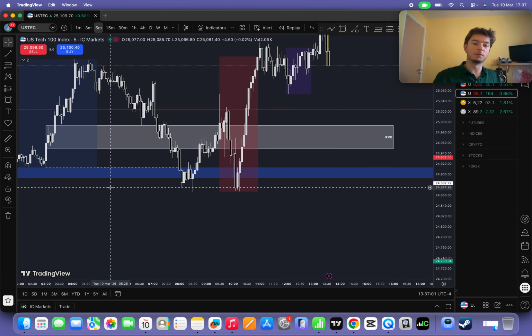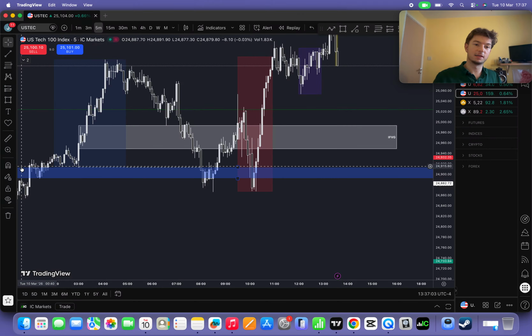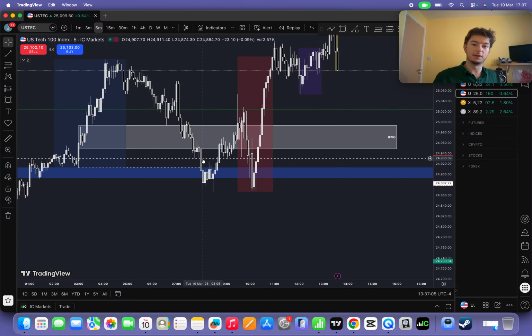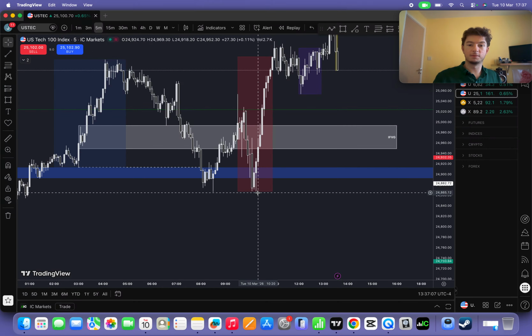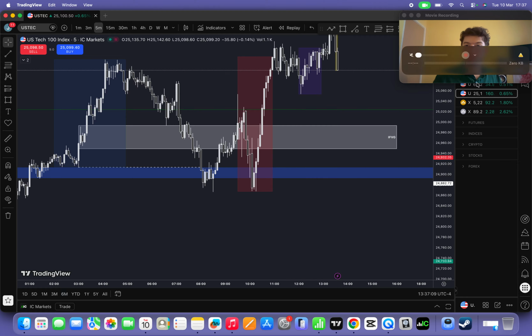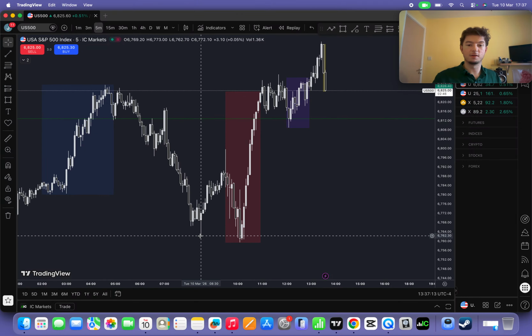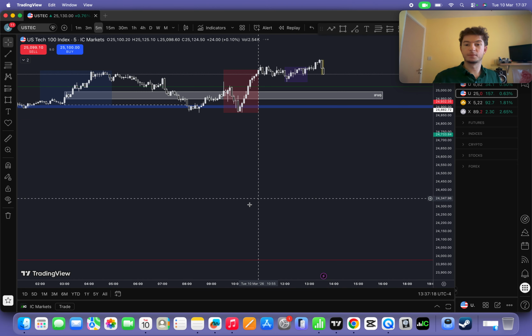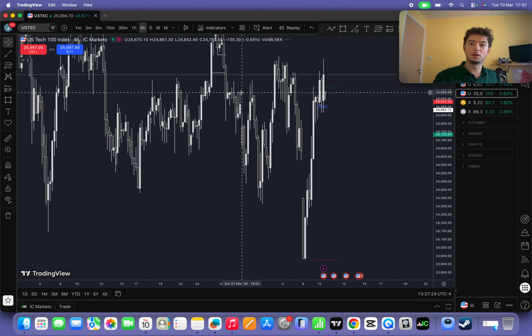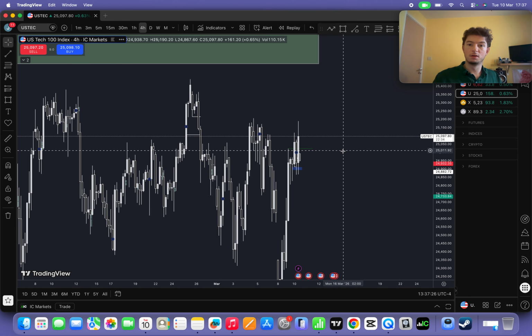But yeah, overall, you can just see price respects this 1 hour fair value gap under the London low, comes back up, doesn't quite sweep, I don't think. Yes, we get the SMT on the SMP, whereas this holds a bit more. Price just moves up from there. So yeah, that's pretty much it for today.